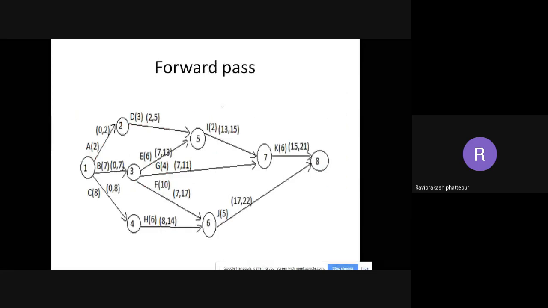Okay, you can take down this also. Forward pass I have written. This is the way we need to write it, on top of the line.